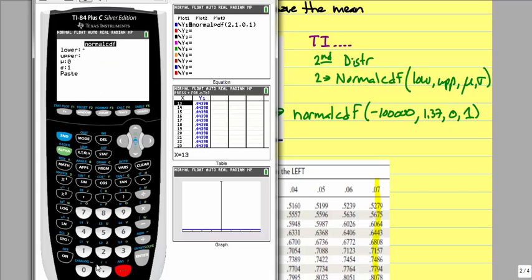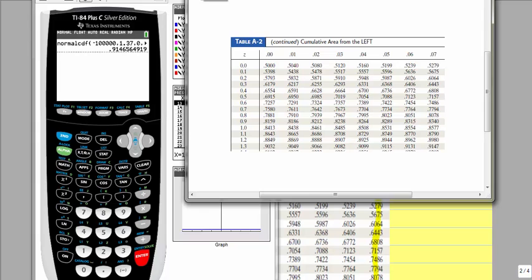I'm just going to go ahead and put in negative 100,000. So that's my lower. My upper is 1.37. Now those of you who don't have this menu, remember you'll just put it in straight from your calculator. Lower, upper, mean, standard deviation. Now if you notice here, it already gives me 0 and 1 for my mean and my standard deviation. So I'll hit paste, and you see the command goes in, and I'm hoping that I get a number similar to the one that we had when we looked up in the tables.